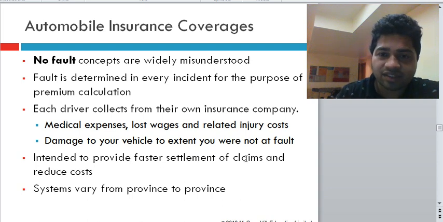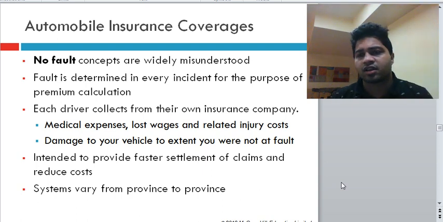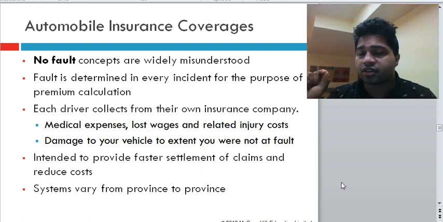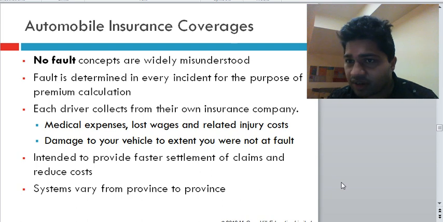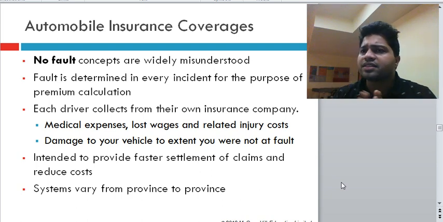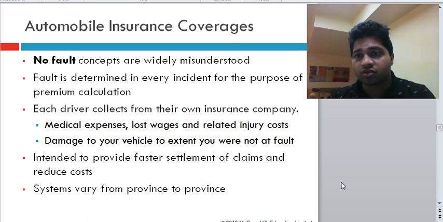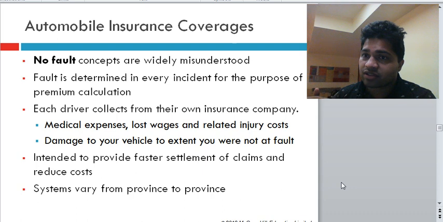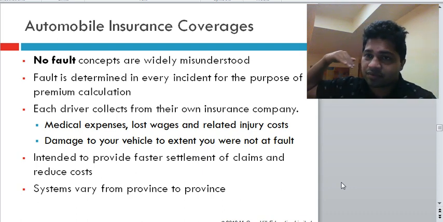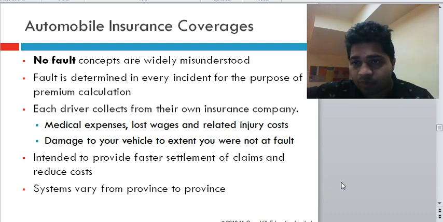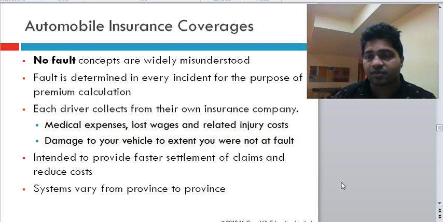It is intended to provide faster settlement of claims and reduce costs, and its system varies from province to province. So do not drunk drive. Do not drive when you're intoxicated. Mistakes can happen to everyone, but if you're intoxicated while driving, then it is your fault, and the liability will come on you: the damage you suffer to your own car, as well as your own physical being, as well as damage suffered to the other's property and his personal well-being too.